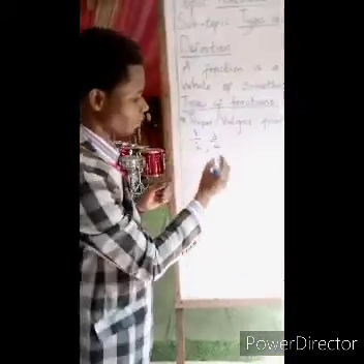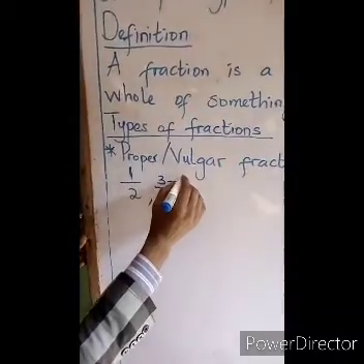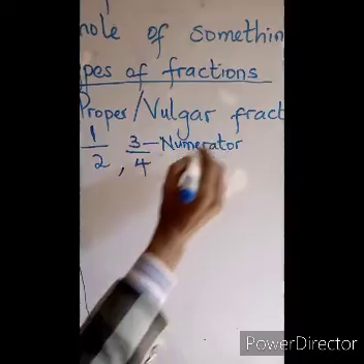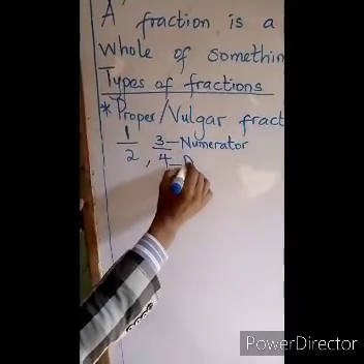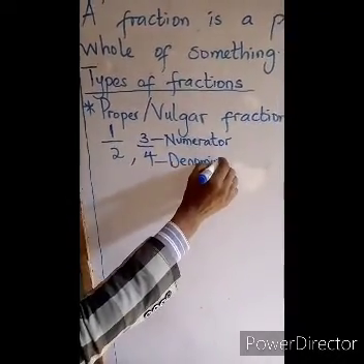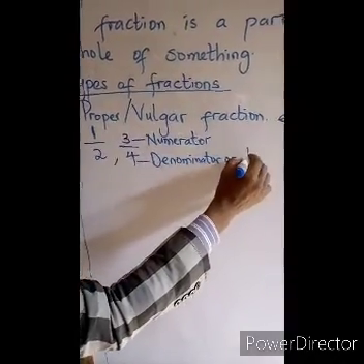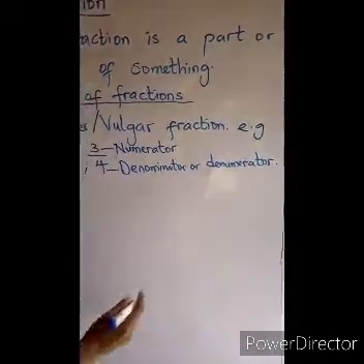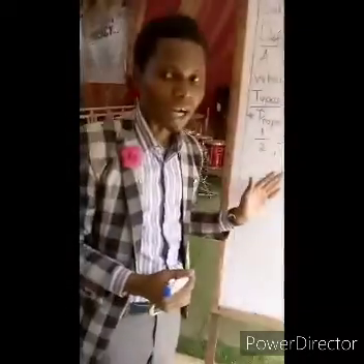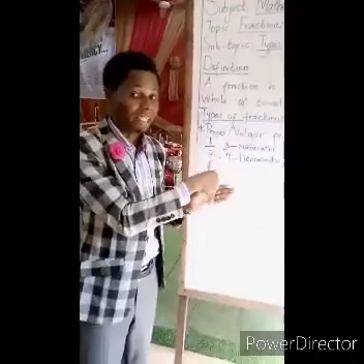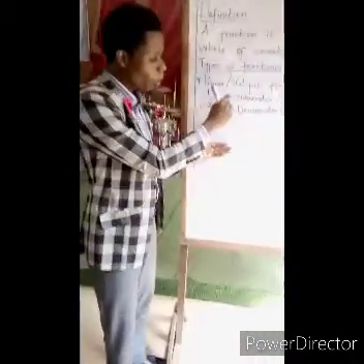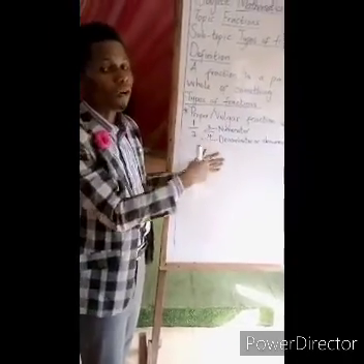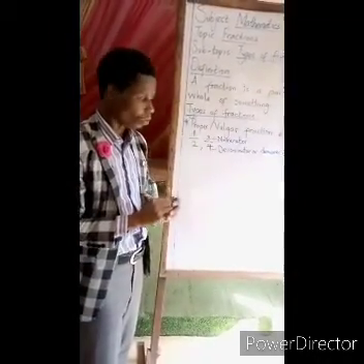Now let me illustrate this. Look at this number, the top number. It is called the numerator, while the bottom number is called the denominator. Now, why is it a proper fraction? Because the top number is not as big as the bottom number. That is why it is called proper or vulgar fraction. Did you get that? All right.